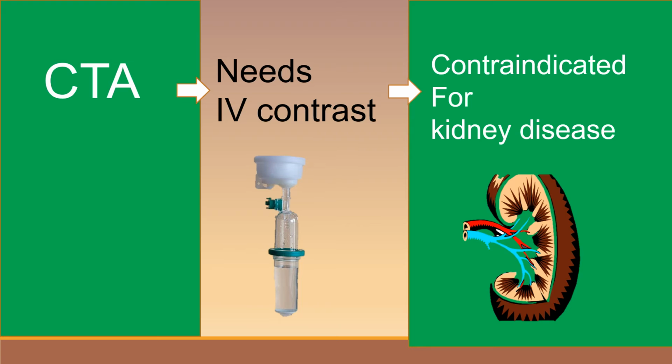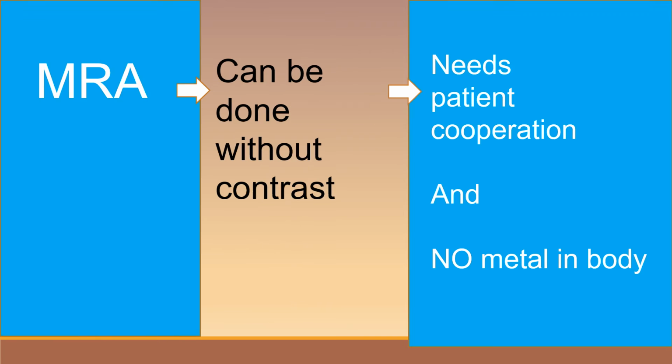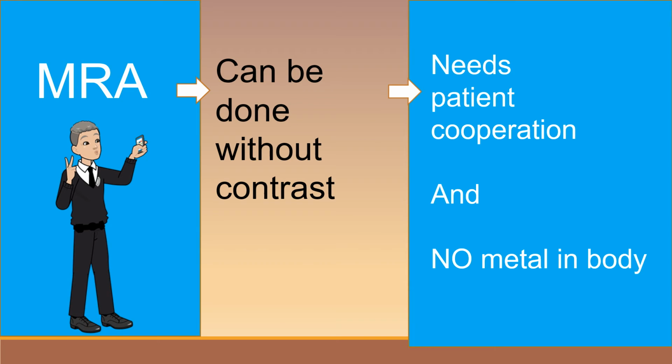CTA can be done to check for the blood vessels, but it does need IV contrast. It's contraindicated for a patient with kidney disease. MRA can be done without contrast, but it usually cannot be done on an urgent basis. And it also needs patient cooperation and make sure there's no sign of any metal in the body.